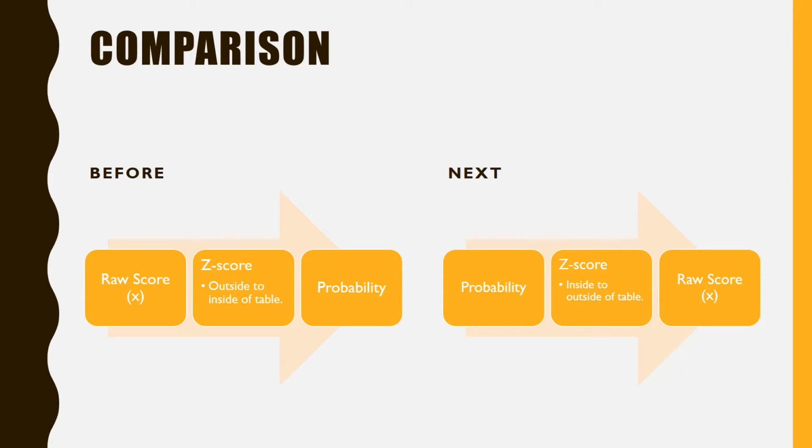Alright, and in this video, we're going to go over how to find a raw score from a probability. Before, we had a raw score, we found the z-score, and then we found the probability for that z-score. Now we're going to go the other way. I'm going to give you a probability, and you're going to use that probability to find the z-score. And then you're going to use that z-score to find the raw score. So we're just going in the opposite direction. We can see we're doing the same linkage. The z-score is the linkage between raw scores and probability for a normal distribution.